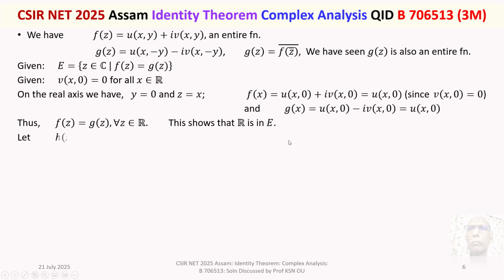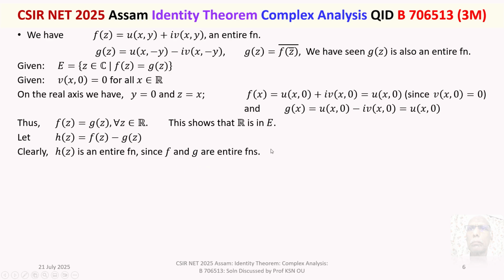Agreed. Let h of z is equal to f of z minus g of z. And clearly h of z is an entire function because f and g both are entire functions. Their difference is also an entire function. Now h of z is equal to 0 for all z belongs to R. Why? Because f of z is equal to g of z for all z belongs to R. Their difference is also 0.